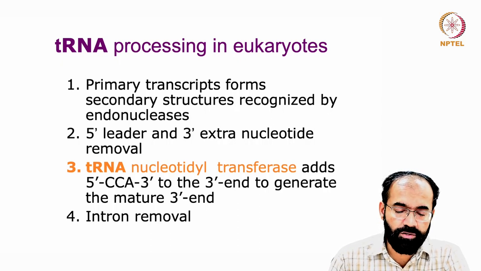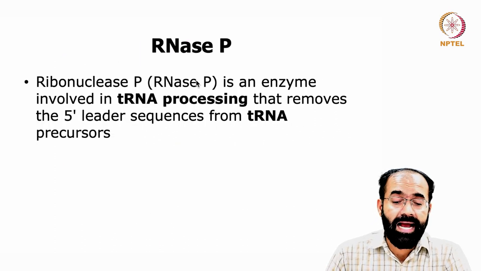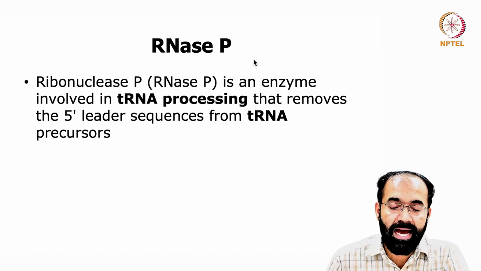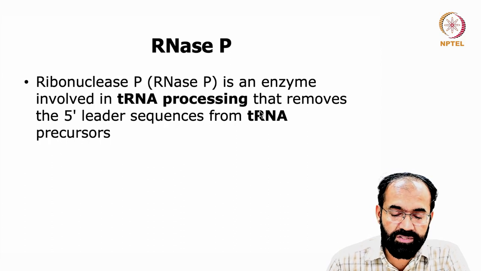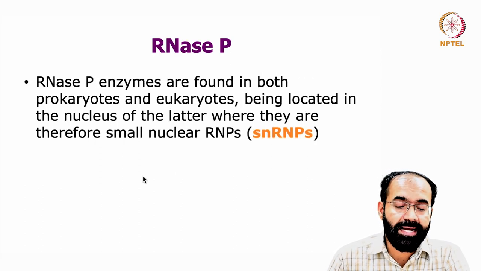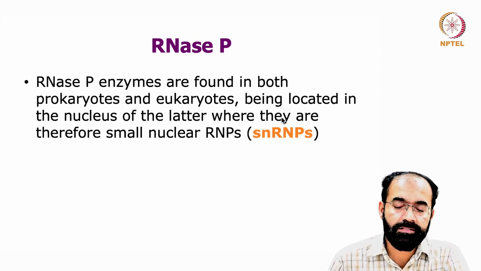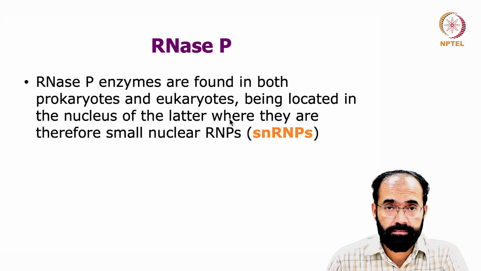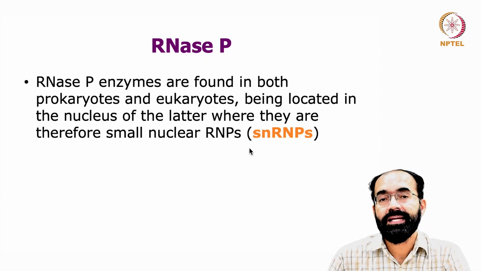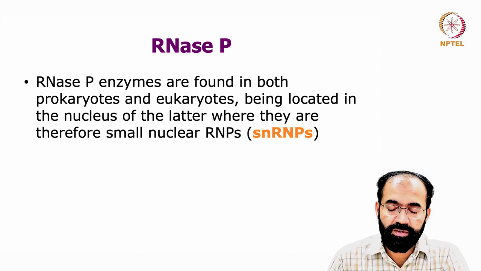Then existing introns have to be removed. That is a process called intron removal. And RNase P, we have seen it in a few examples earlier when we studied ribozymes. RNase P is an enzyme involved in tRNA processing that removes the 5' leader sequence of the tRNA precursors. And RNase P enzymes are found both in prokaryotes and eukaryotes, and in the latter it is located in the nucleus, where they are small RNPs. So RNase P can be called an RNP because it remains attached with proteins.